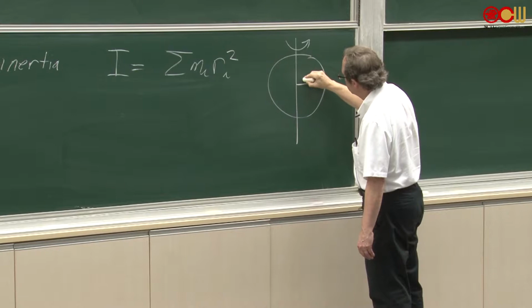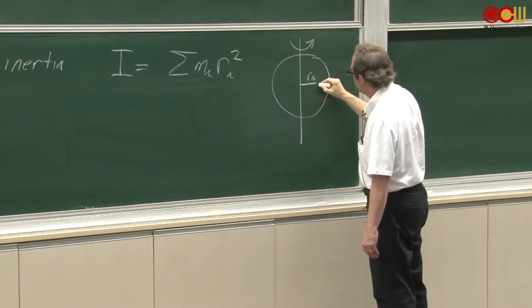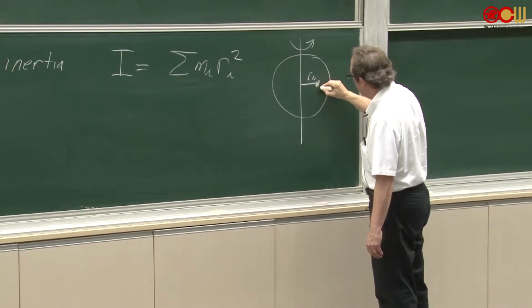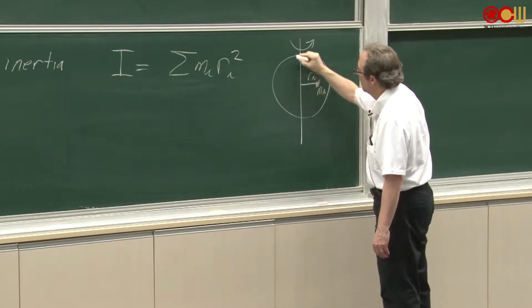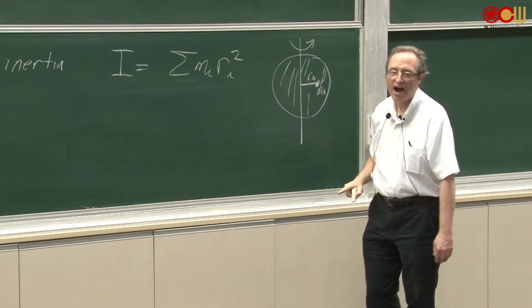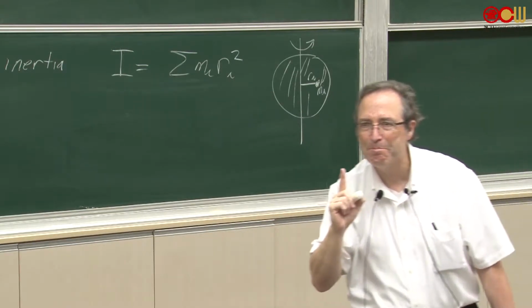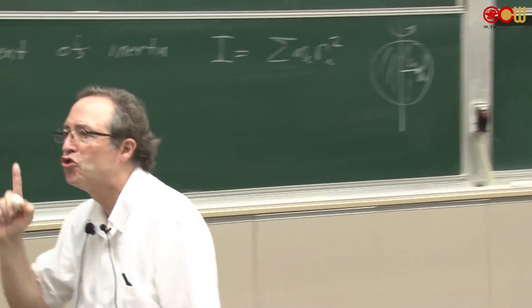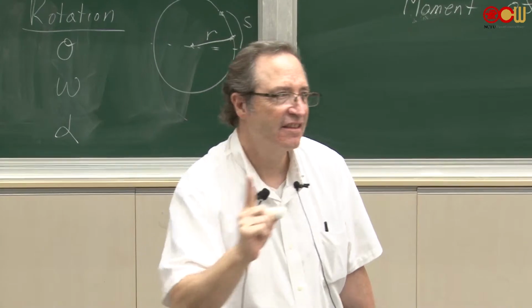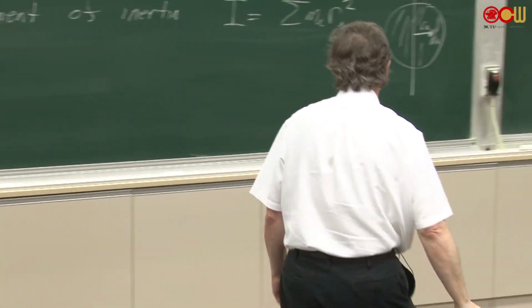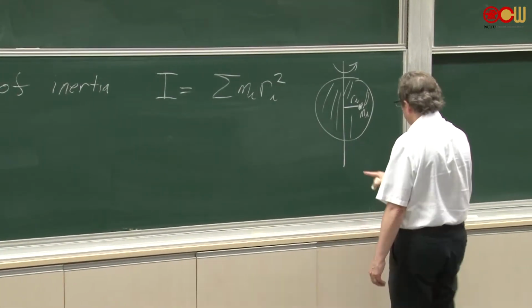This is the distance Ri. And there's a little mass here, Mi. And this is the whole object. Ri is the distance from the piece of the object to the axis of rotation. So this thing is called the axis of rotation.